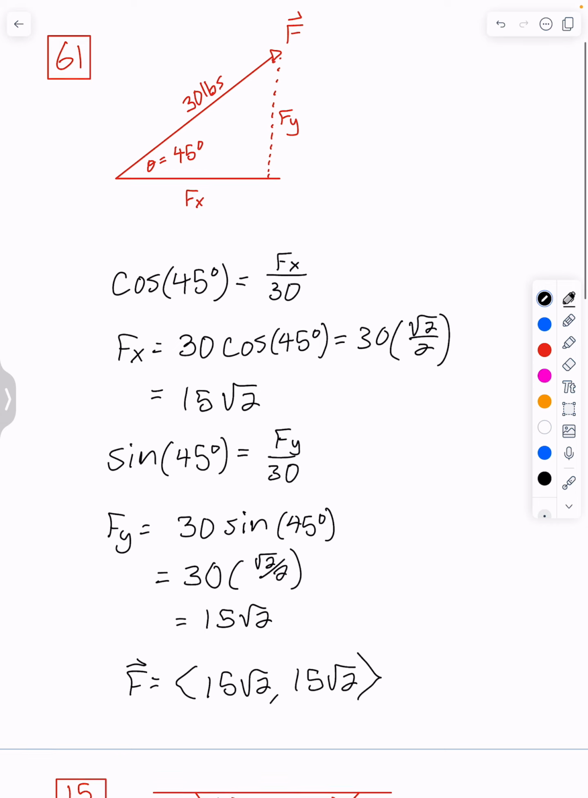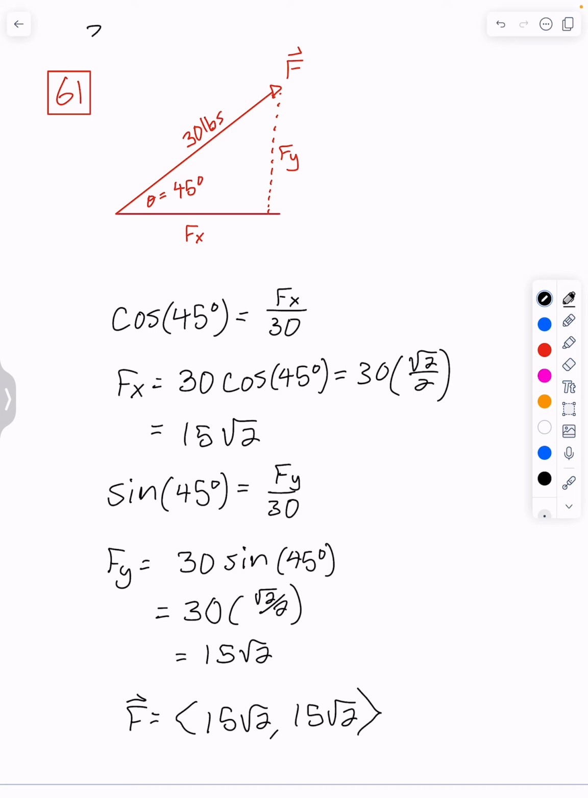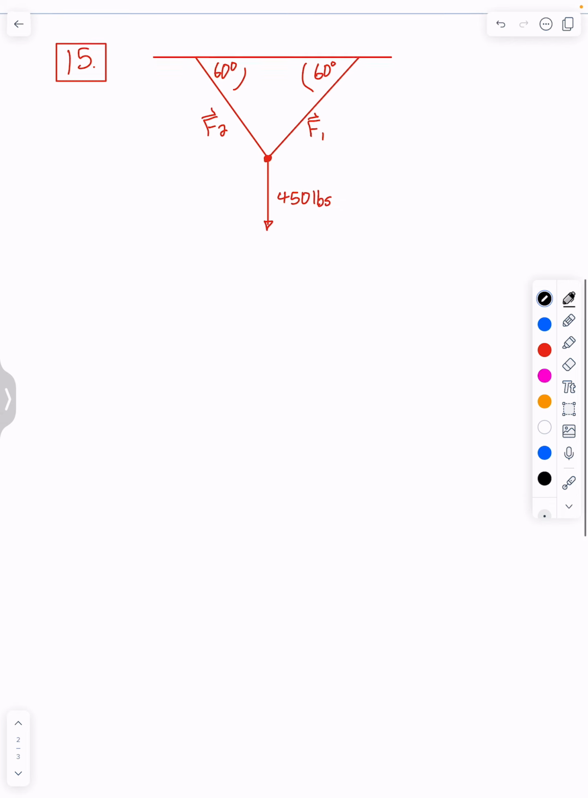All right, so that's number 61 from homework 13.1. I probably should have mentioned that. Not 3.1, but I think 13.1. Let me verify that. I've just switched books recently, so I'm still trying to learn these section numbers. So 13.1. Okay, and then we're going to do problem 15.